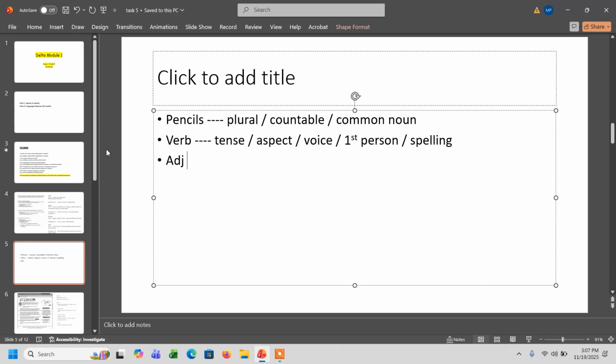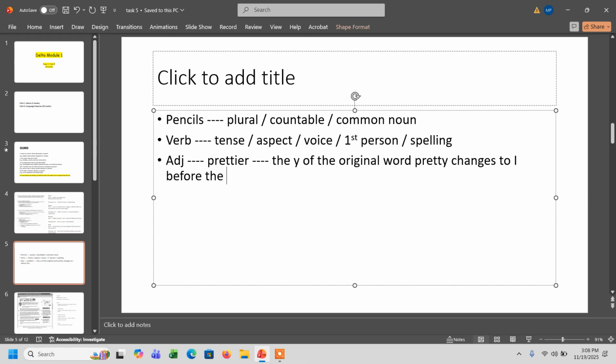For adjectives, it's also the same. For example, pretty, prettier. For prettier, you also need to say the Y of the original word, pretty, P-R-E-T-T-Y, changes to I before the ER suffix. You need to write down like that. So please don't forget it. And this is for the forms.